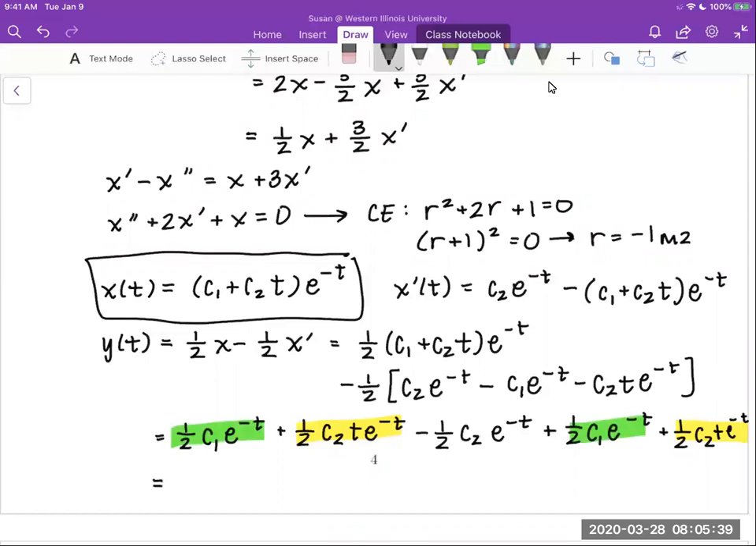So it looks like our final answer is going to be a C1 e to the negative t plus C2 t e to the negative t minus a 1/2 C2 e to the negative t. All right. So this is our y of t function.